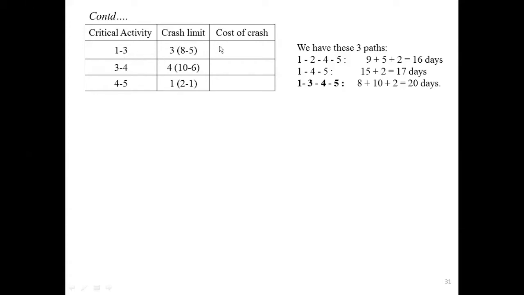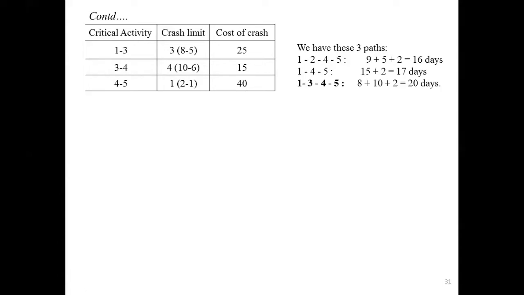And respective cost of crashing they are given in the problem. For 1 to 3 it is 25 rupees. For 3 to 4 it is 15. 4 to 5 it is 40. That means if you reduce the 1 3 critical activity for 1 day, you have to pay an extra 25 rupees. If you reduce the 3 4 critical activity, you have to pay 15 rupees. If you reduce 4 to 5 for 1 day, you have to pay 40 rupees.